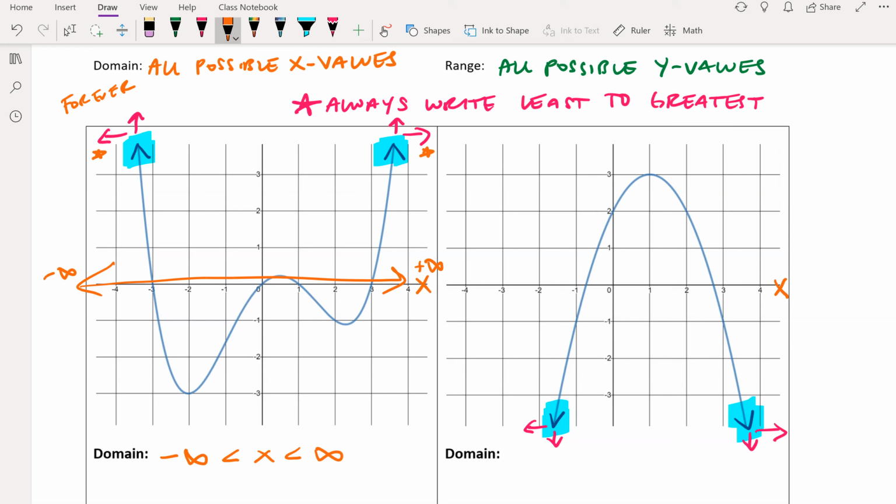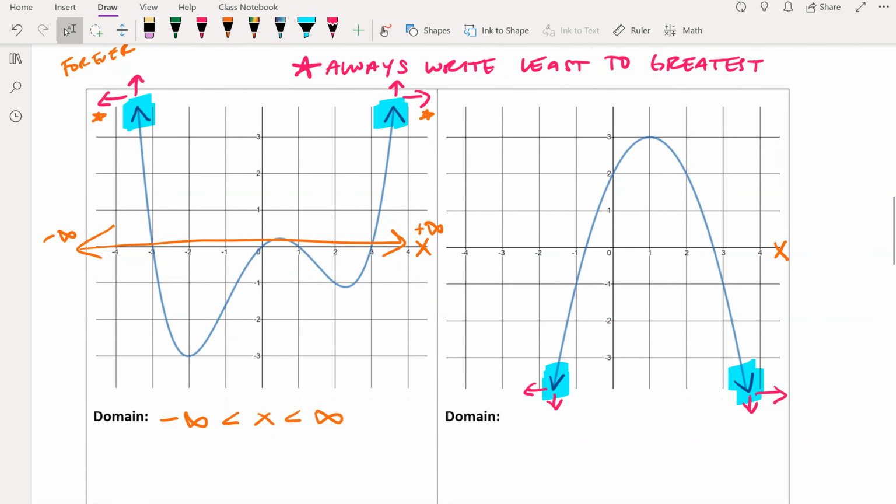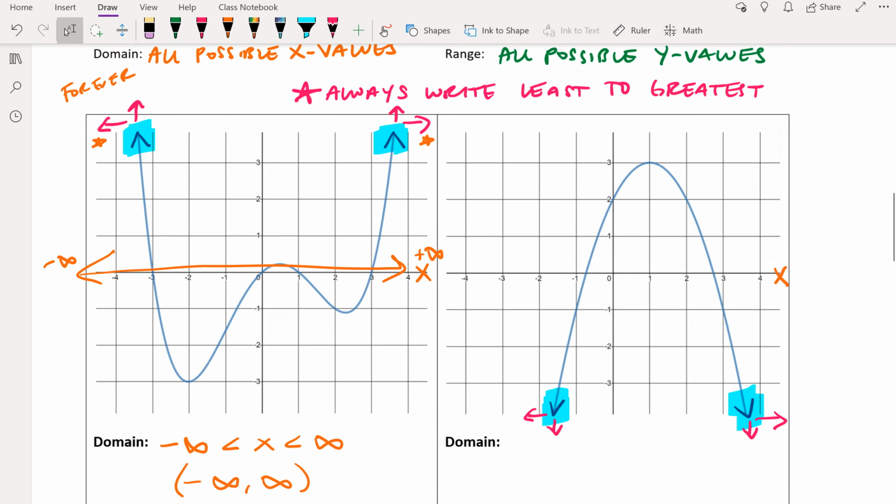That's how we write our domain. We can also write it in interval notation, so I'm going to show you that. You can also write negative infinity, comma, positive infinity, and then infinities always have parentheses. That kind of rhymes, so I try to remember it that way. Infinities always have parentheses. Okay, let's do domain for the second function.